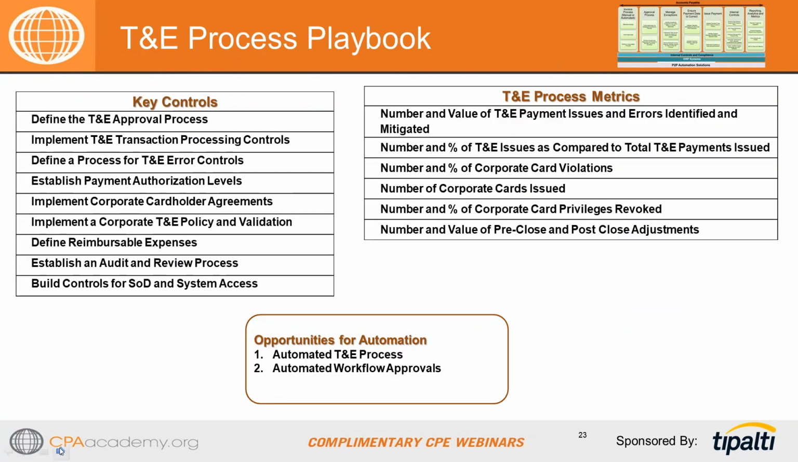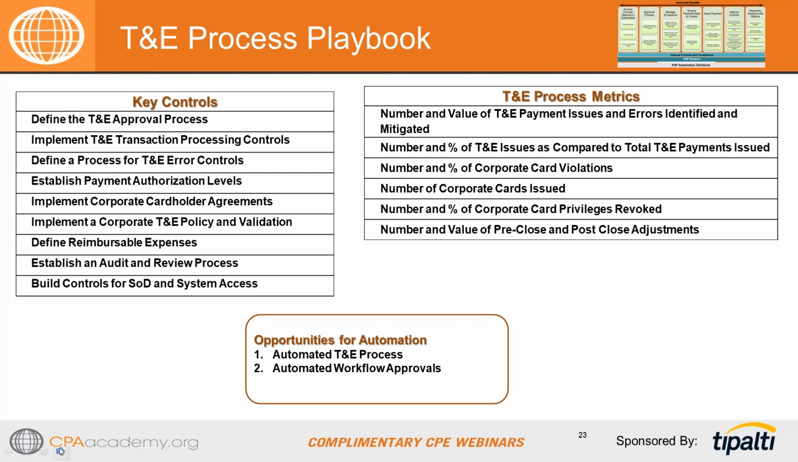And the trick with T&E is setting up your policy so that it's not too voluminous and it's easy to understand. What's your policy for airlines, for rental cars, for hotels, if you have a per diem? All those things should be very well defined in your policy. The key controls are the approval process, transaction processing controls, error controls, reimbursable expenses that I mentioned.